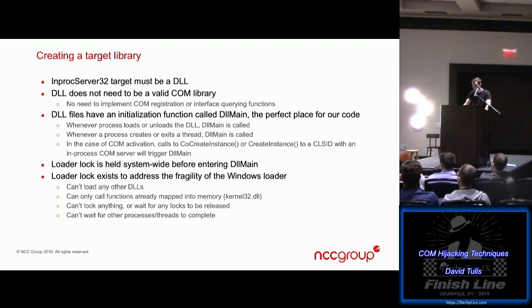But COM object activation is going to be loading libraries, so this seems like the best place to run some type of payload. DLL main is kind of an interesting function. It's not actually exported from a DLL, so there's a PE header which contains the entry point for the PE file. And in the case of DLLs, this is just the DLL main function. But the potential issue with this technique is that the OS holds a loader lock whenever it's loading DLLs. That lock is held before DLL main is called.